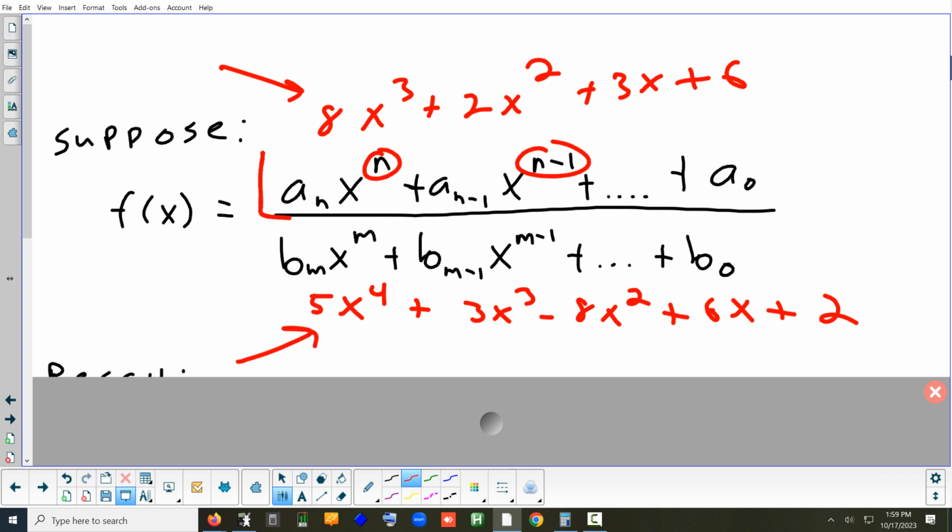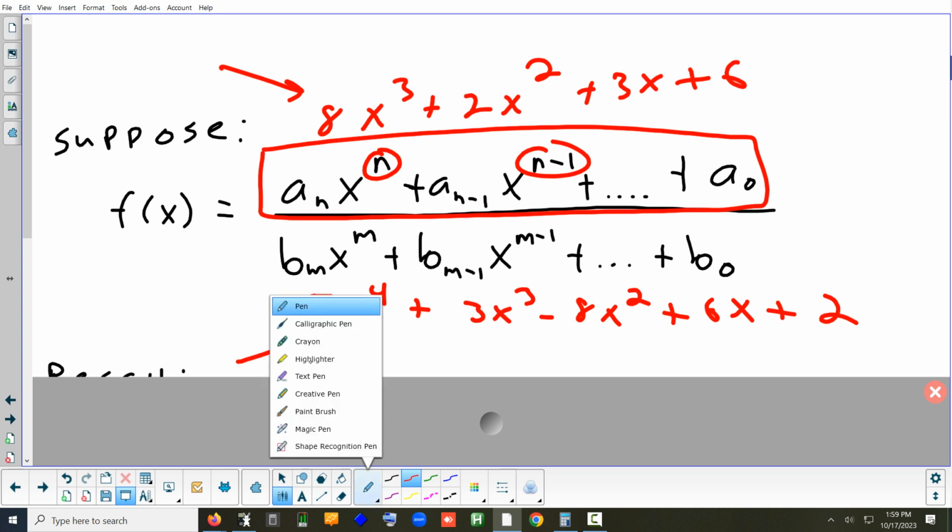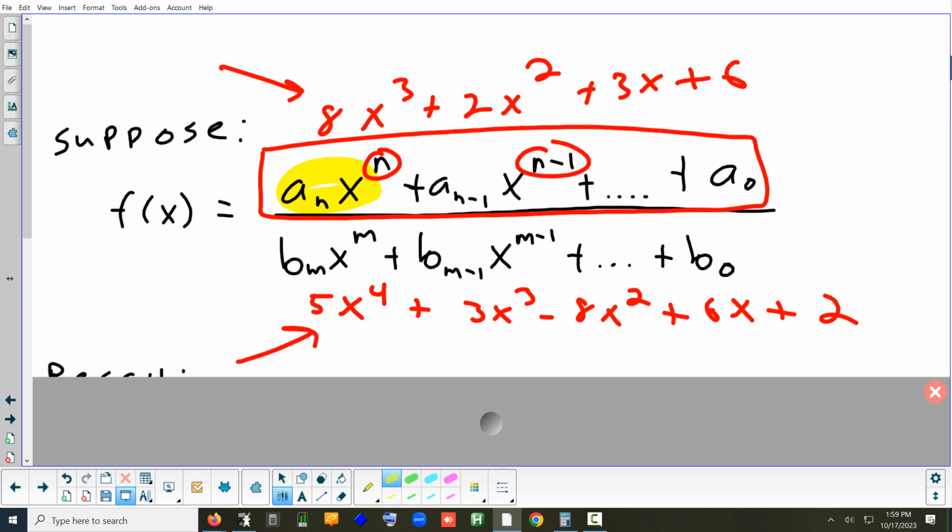Now, what would the end behavior model be for that one I just put a box around? A_n x to the power of n. Yeah. It would be what I just highlighted right here. That's the end behavior model of what's in the top. What's the end behavior model of what's in the bottom? B_m x to the power of m. Yeah, that's the end behavior model of what's in the bottom.